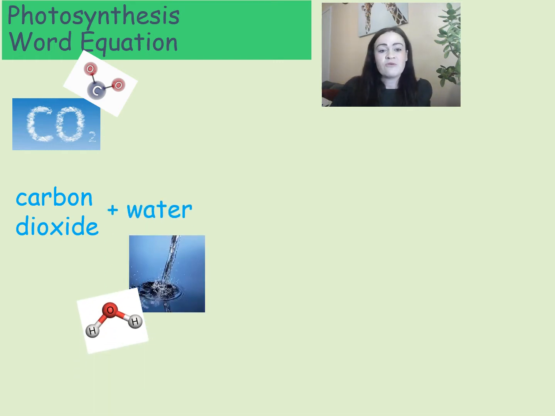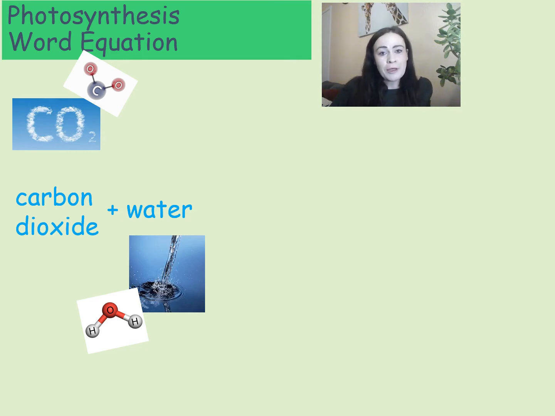So we've got our carbon dioxide and water. That's what the plant needs. Water comes up through the roots of the plant, and the carbon dioxide enters through the stomata of the leaf. If you have no idea what I'm talking about, you're going to have to go back to Unit 2, Key Area 5, Transport System in Plants.